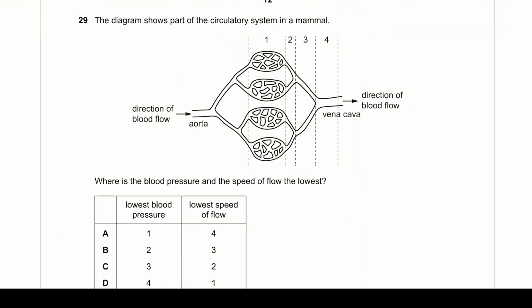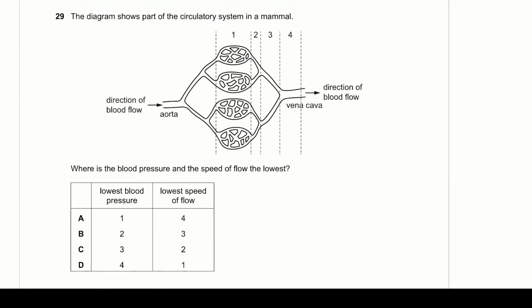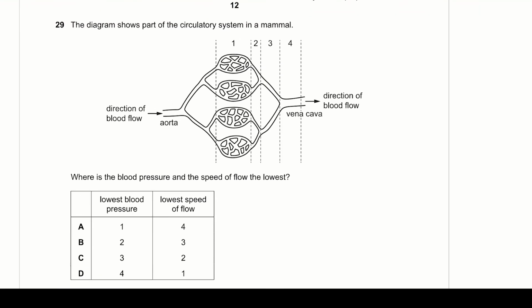29. The diagram shows parts of the circulatory system in a mammal. Where is the blood pressure and the speed of flow the lowest? So, we all know that in veins, the blood pressure is the lowest. As we move further from the heart, the blood pressure keeps decreasing. And the lowest speed of flow is going to be the capillaries.